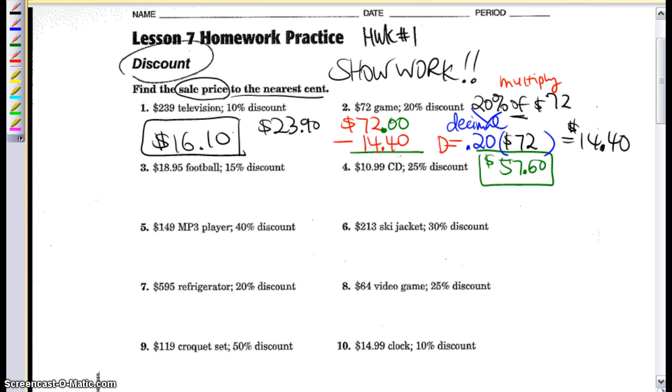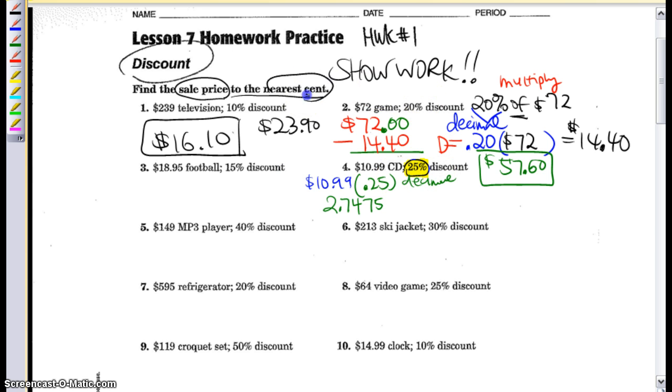All right, let's try number 4. Number 4 is I've got $10.99 for the CD. I get 25% off. Now let's talk about 25%, because I could simply just take 25% and change it to a decimal and write 0.25 and then multiply that with the $10.99. Now if I do that in my calculator, I will simply get $2.7475.